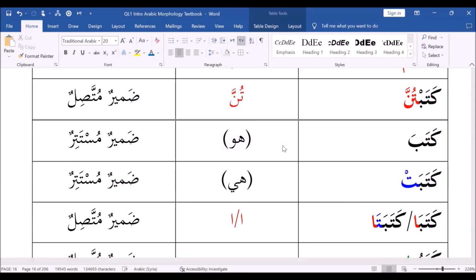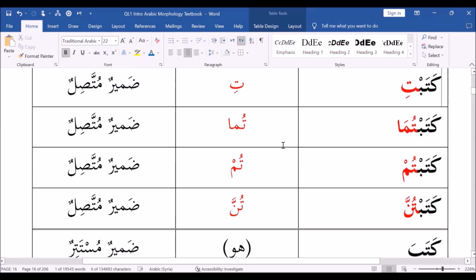And whenever the fa'il or doer is mustatir, hidden, I will use parentheses to indicate that the fa'il is hidden. So if I were to ask you, kataba, which is a sentence by itself, how many words do you see in the sentence kataba? Well, it looks like you see only one word, but in reality, there are 2 words. The first word is kataba, and the second word, huwa, is the fa'il. It's the hidden word. So here, there's an invisible, hidden, virtual, or implied word, and that is huwa.